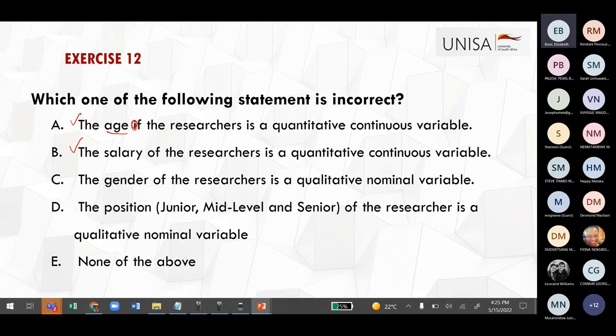Gender of a researcher is qualitative. It's true, because there is no order, rank or preference. The position of junior, mid level, and senior of a researcher is qualitative nominal. That is incorrect, because this should say it's ordinal. Then the last statement, we can leave that out.